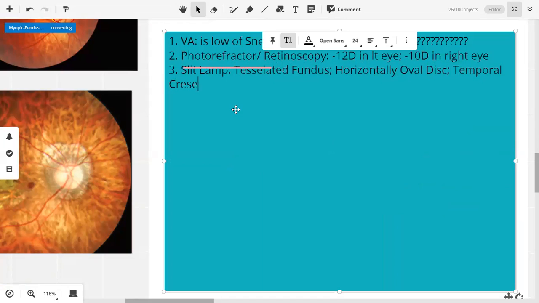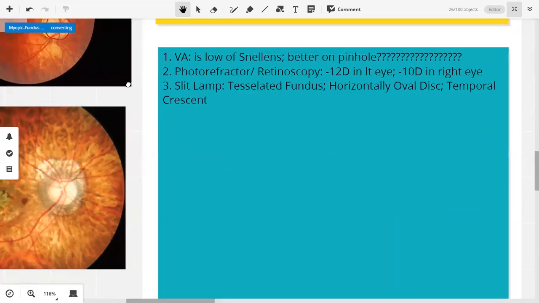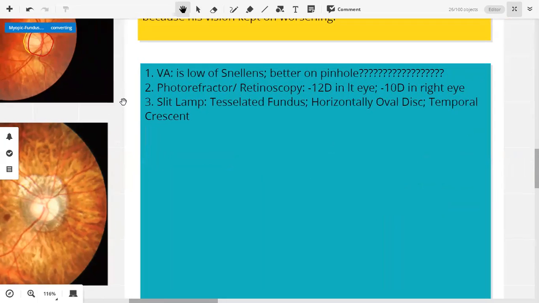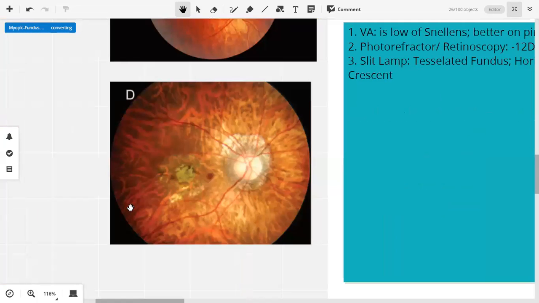How else would you like to work up this patient? Let me repeat: this is a tessellated fundus. The appearance you're seeing is a tigroid fundus. Imagine this as a tiger. Instead of black and orange, you have red spots and red lines, and that's how I picture it. Tessellated or tigroid fundus.